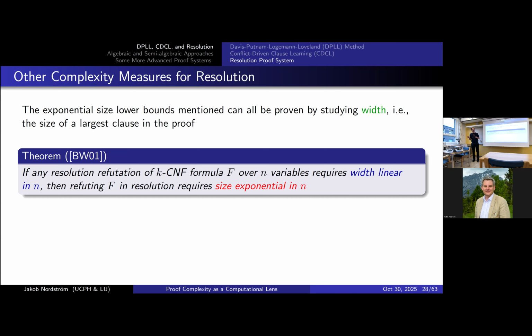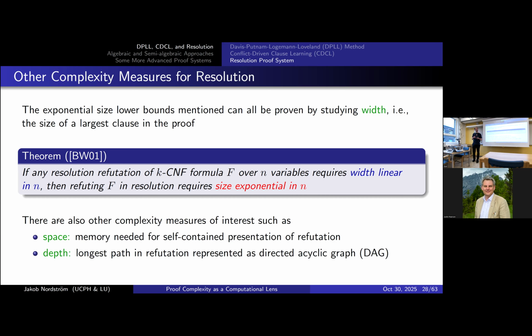And this is a reason why we're interested in also studying width for resolution. There are also other measures that you can study. Space, which is a way of defining how much memory you need to present the proof. I won't define it now because it's a little bit complicated. You can also define the depth of proof, which is basically when you view the proof as a directed acyclic graph, what is the longest path in it.